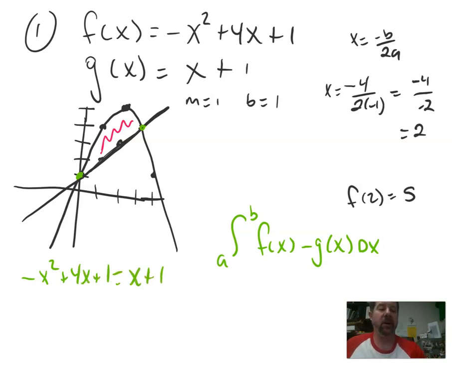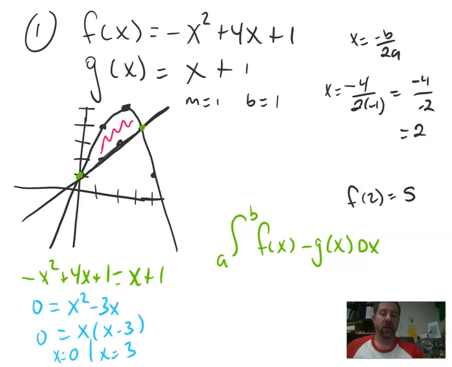And I'm going to want to solve this equation. So when I set this equal to 0, I get x squared minus 3x. And I'm going to factor that quadratic, pull out a g-sub of x. And I get x equals 0 and 3. And that kind of corresponds with my picture. It looks like they're crossing at 0 and 3.